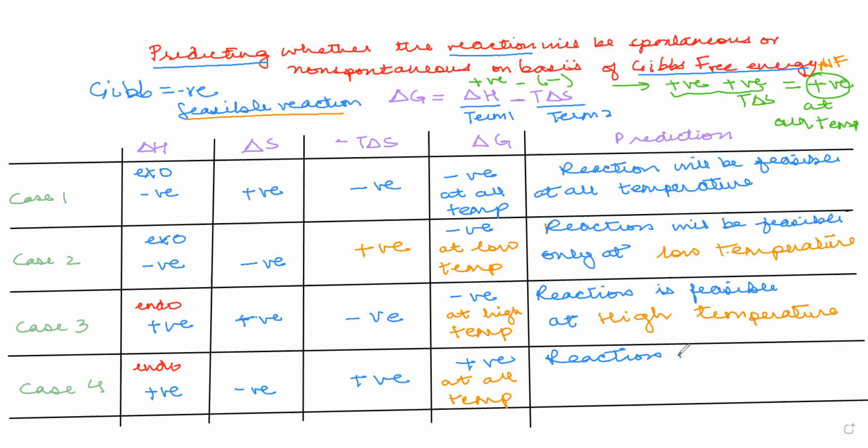So at all temperatures, no matter it's a high temperature or low temperature, the reaction will be non-feasible or non-spontaneous at all temperatures. All right. So this is how we can make predictions on the basis of the values of the two terms, delta H and entropy, and the temperature variations, which is normally given in the question.